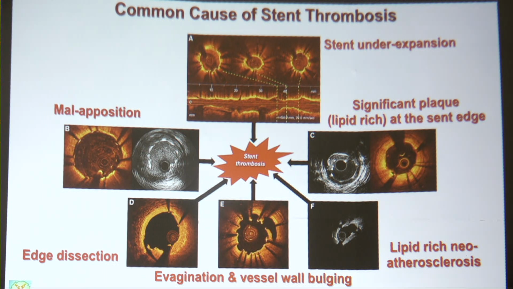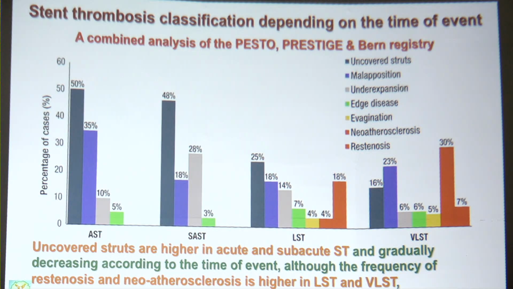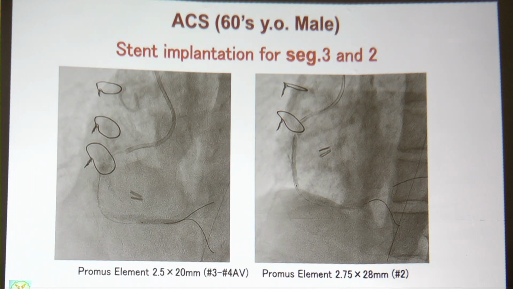And also the edge dissection or evagination or lipid-rich neoatherosclerosis may cause stent thrombosis. This is a summary of the stent thrombosis classification depending on the time of the event: acute and subacute, late and very late. Uncovered struts are very common in the acute and subacute phase, and neoatherosclerosis and stenosis are very common in the late and very late phase.